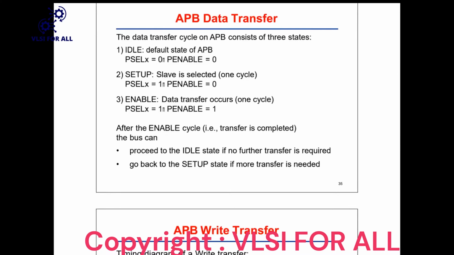After the enable cycle, once the transfer is completed, the bus proceeds to the idle state if no further transfer is required, or goes back to the setup state if more transfers are needed. So when you have to transmit 5 transactions and you have completed them, with no more transactions required, you can go to the idle state. Finally you will drive 0 0: selection will be 0, enable will be 0. It means idle state, you have completed your transactions. So you can imagine it like that.